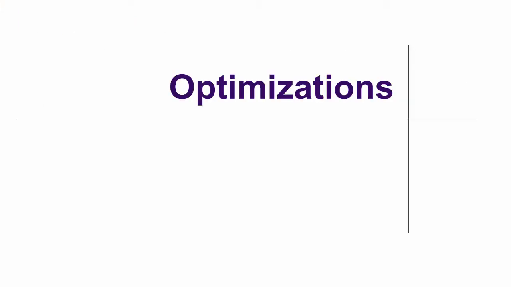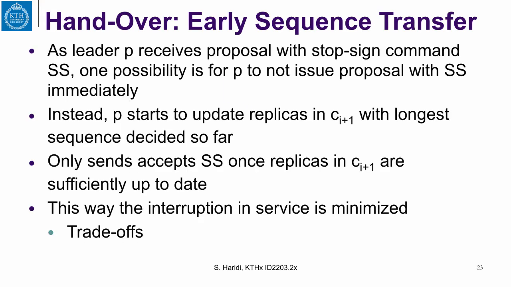There are a few optimizations that could be done. The first optimization is what we call early sequence transfer. These are not part of the correctness of the algorithm, it is just optimization.